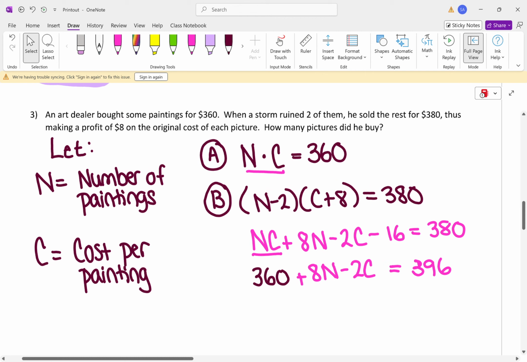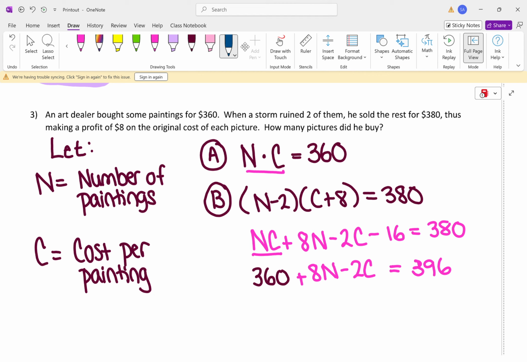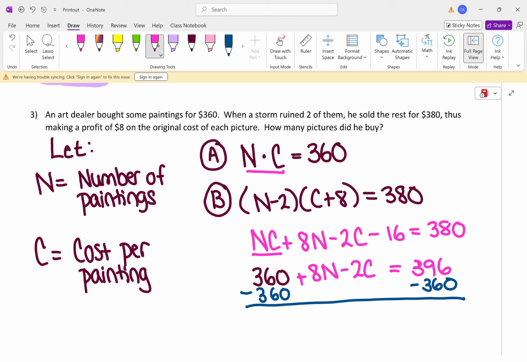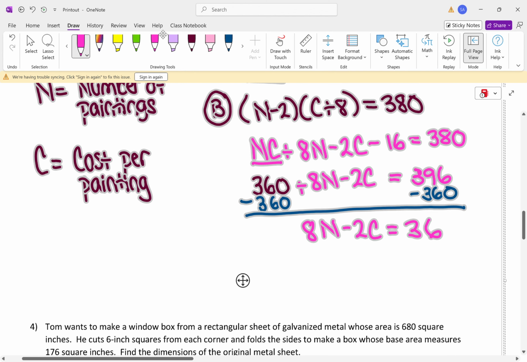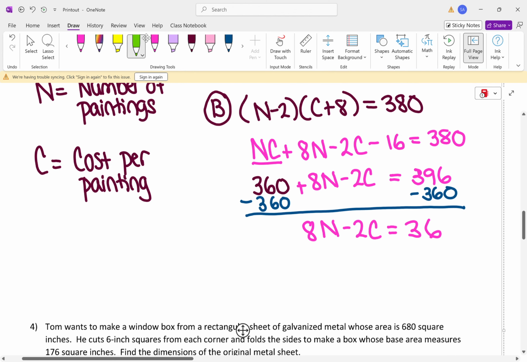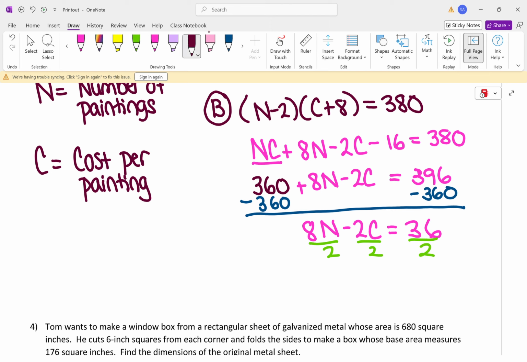Okay, so now I subbed in that 360. What should I do with that 360? Subtract it, right? I just want to try to make our numbers smaller. So now I'm going to subtract the 360 on both sides. And now I'll have 8N minus 2C is equal to 36. Is there anything else I can do here to make these numbers smaller? I could divide by 2, exactly. So if I divide 2 under everything, pull out a GCF of 2 and divide.